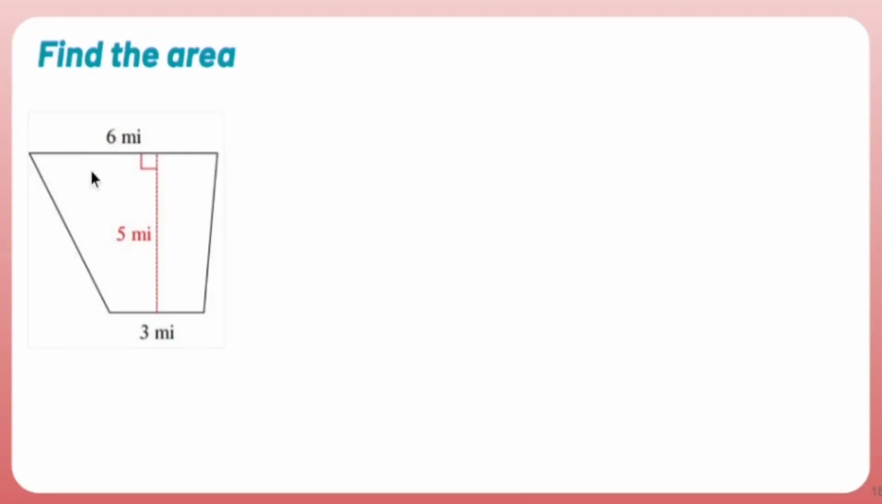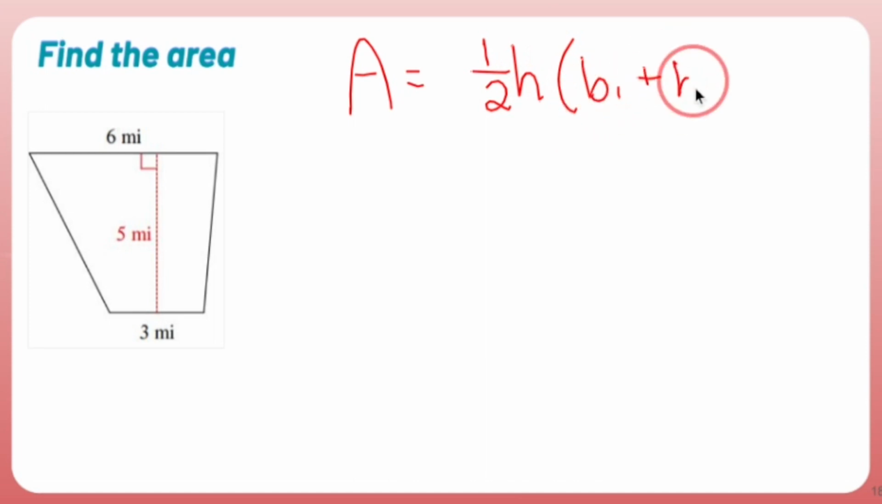Find the area of this trapezoid right here. All right, the area of a trapezoid is given to us by the formula 1/2 times the height, parentheses, base sub 1 plus base sub 2. This trapezoid is kind of lying flat already, and it gives us the height right there, and it's 5.